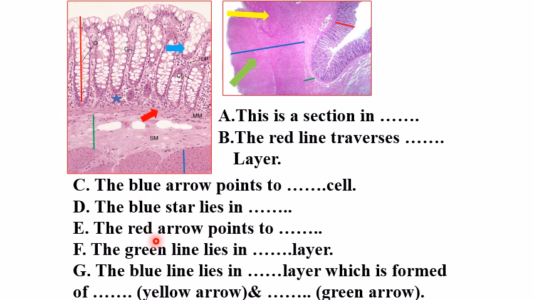The red arrow points to the muscularis mucosa. The green line indicates the outer longitudinal layer, or the taenia coli. The blue line, the muscularis, which is formed of inner circular, the yellow, and outer longitudinal.